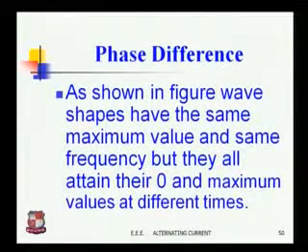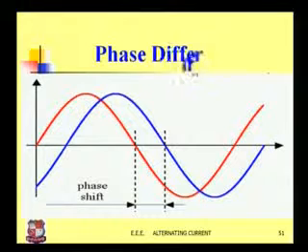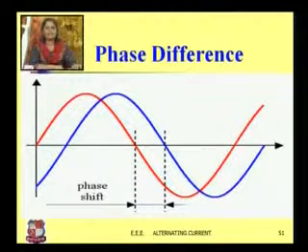Now for defining a phase difference, you have to consider alternating quantity waves that have the same maximum value and the same frequency, but attain their zero and maximum values at different times. As shown in the figure, we have two alternating quantity waveforms. The first is the red waveform, the other is the blue waveform. The initial value of the red waveform is 0, but the initial value of the blue waveform is some negative value.